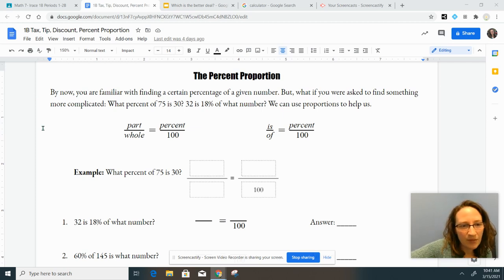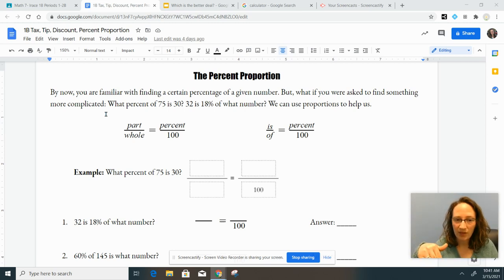So at the top here, by now, you're familiar with finding a certain percentage of a given number. But what if you were asked to find something more complicated? What percent of 75 is 30? 32 is 18% of what number? We can use proportions to help us. So you've got two examples here, these proportions. One says part to whole equals percent over 100, and the other says is over of equals percent over 100.